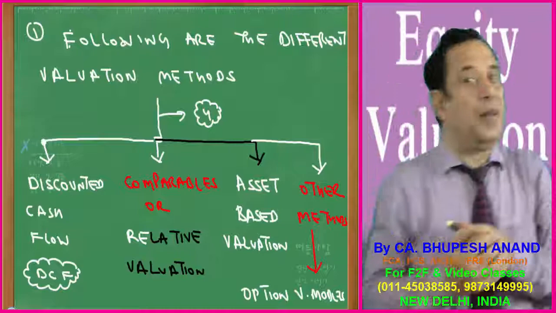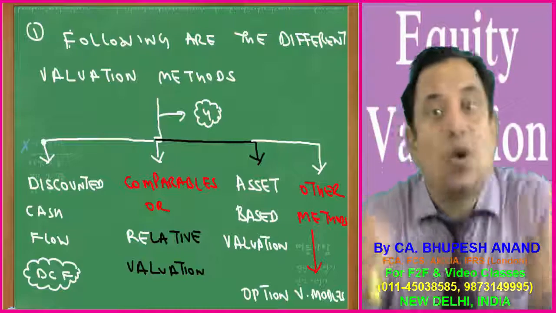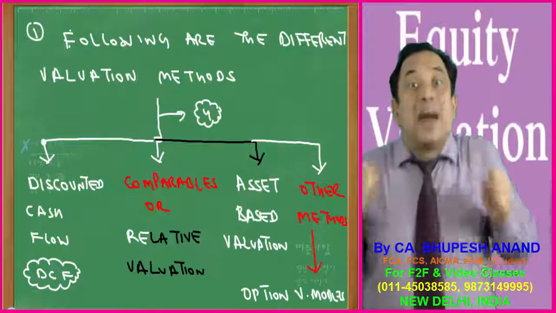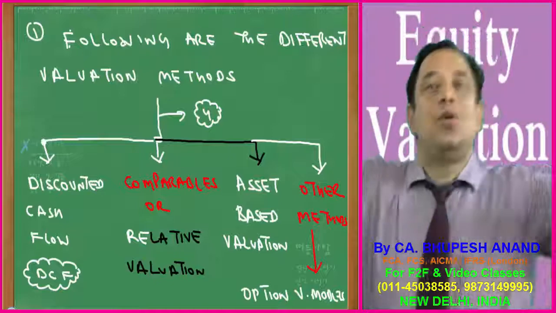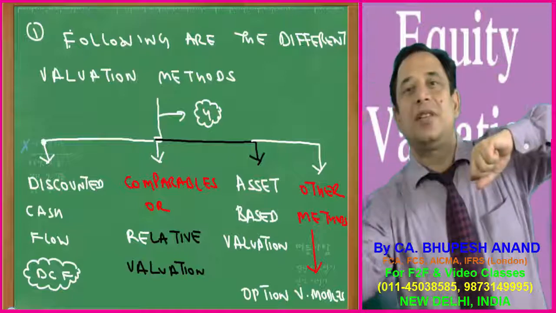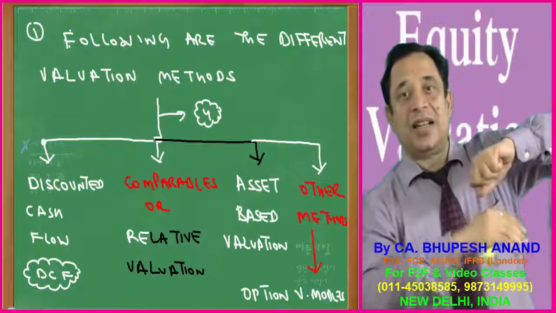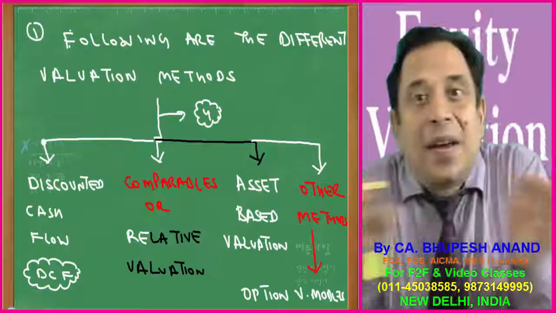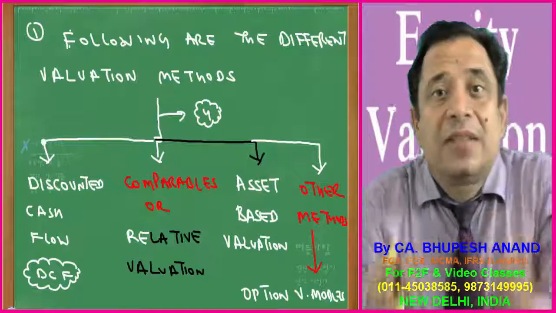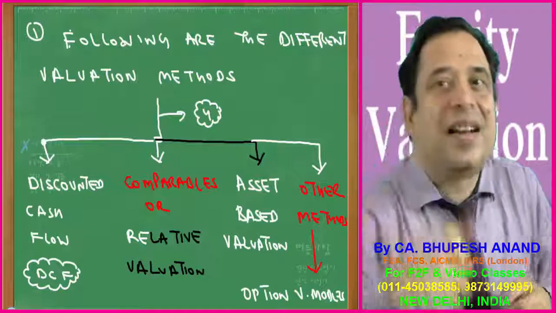Discounted cash flow method. So please prepare a diagram. Please prepare a flow chart. Discounted cash flow. Second is comparable method, relative valuation. If I compare this company with this company, Infosys with TCS with Wipro with another IT company. It means I am comparing Thomas Cook with Cox and Kings. It means I am comparing the companies and then I am valuing it. It is named as relative valuation.